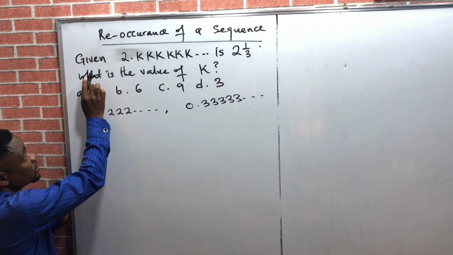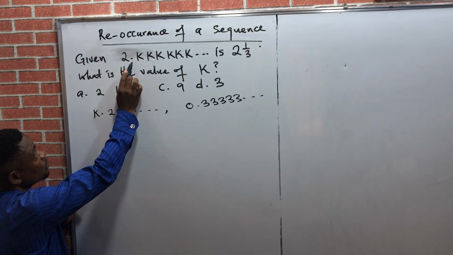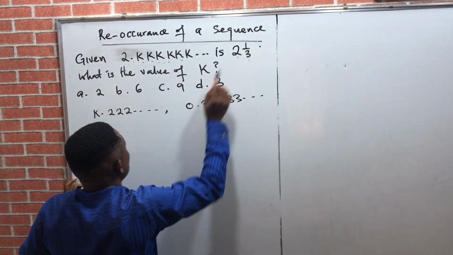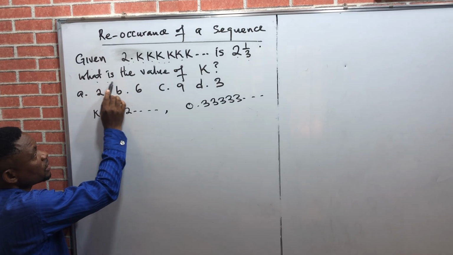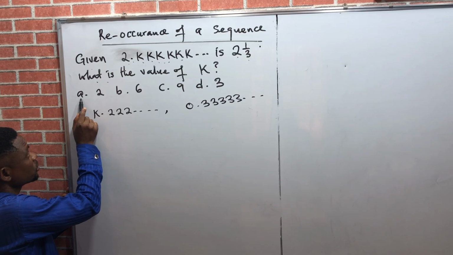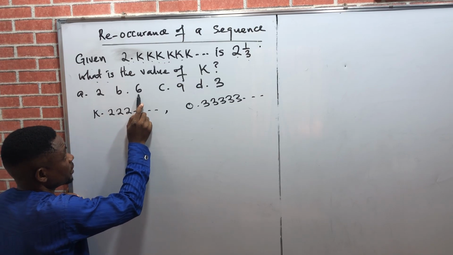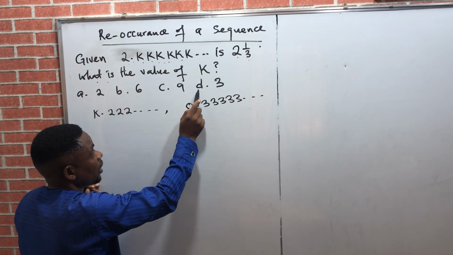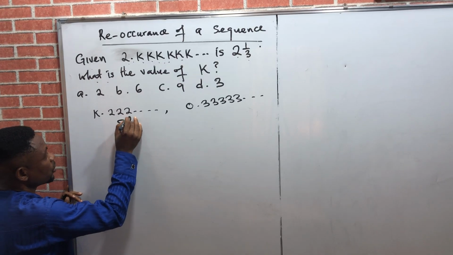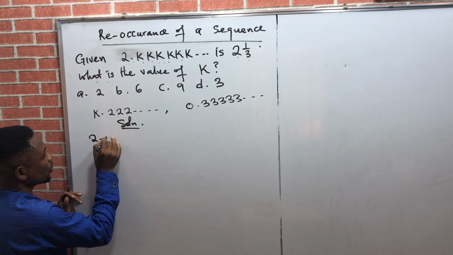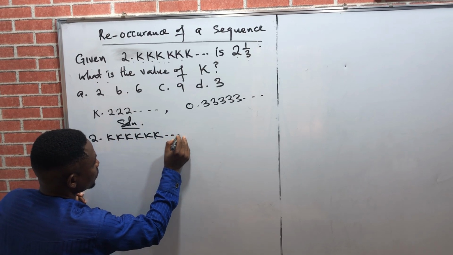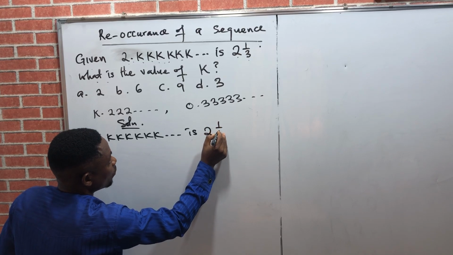Now, the question says, given that 2.kkkkk is 2 whole number 1 over 3, what is the value of k? Then let's observe the options. Option A is 2. Option B is 6. Option C is 9. And option D is 3. Now, when you are given this particular problem, I want you to watch this. We are given 2.kkkkk dot dot is 2 whole number 1 over 3.